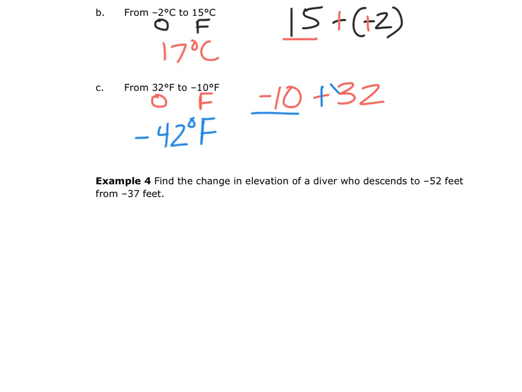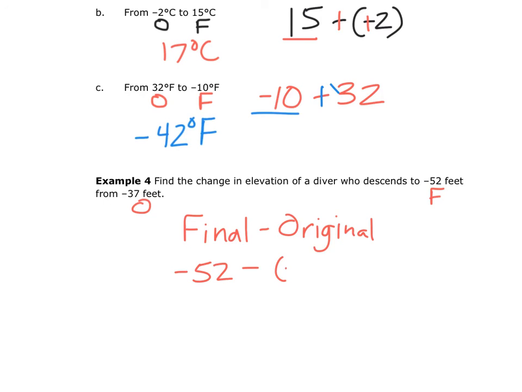Okay, last one, a change in elevation problem. It says find the change in elevation of a diver who descends to negative 52 feet from 37. So this is going to be my final value, and this is going to be my original value. Just like it says up above, I'm going to do the final minus the original. So the final is negative 52 minus the original, which is negative 37. Then I can keep, change, change, and I would end up with negative 15.